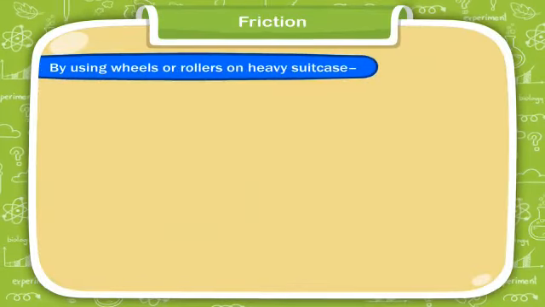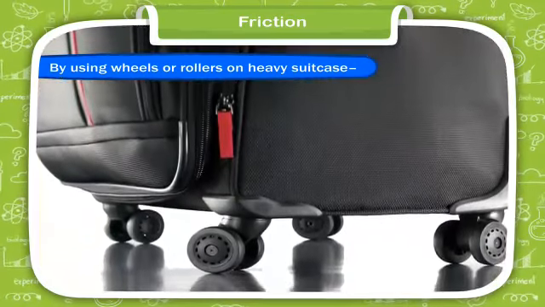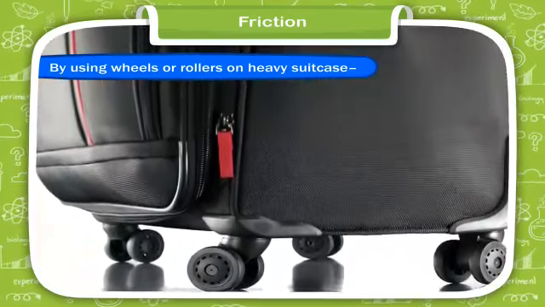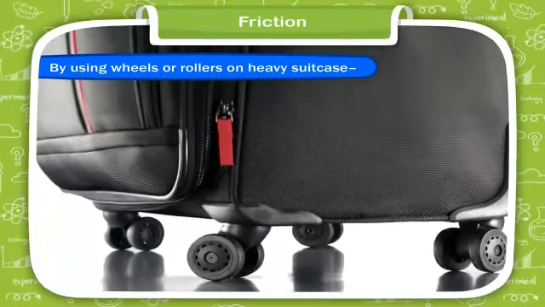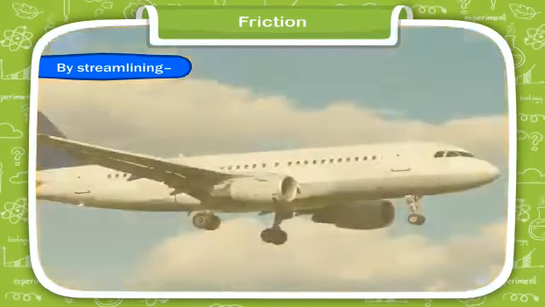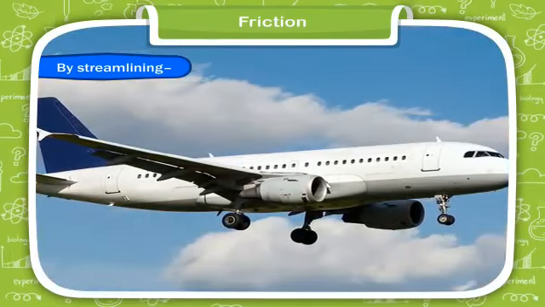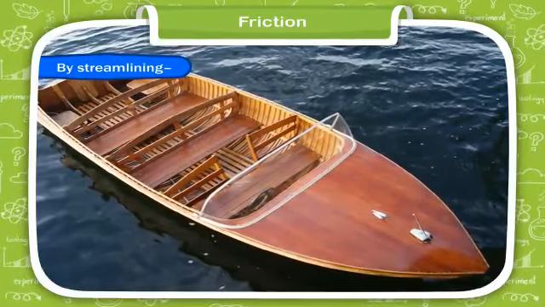4. By using wheels or rollers on heavy suitcase. We can reduce the friction by using wheels or rollers so that we can pull the suitcase easily on the ground. 5. By streamlining. The objects moving in air or water encounter a lot of fluid friction.